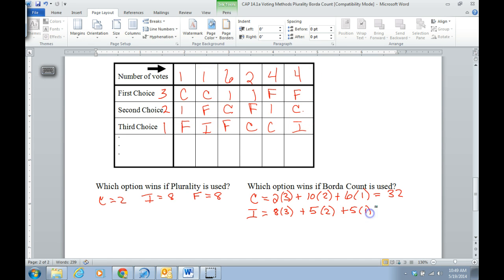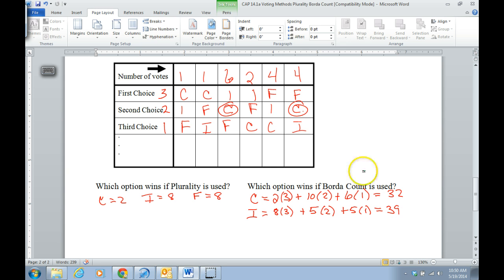Why is it 10 times? Oh, for chips? Because if I go up here, here's a second place right here, and here's a second, right? That's 6 plus 4, that'd be 10. Okay, so you're adding up the total in that level, okay? So this will be 24 plus 10 is 34 plus 5 is 39.